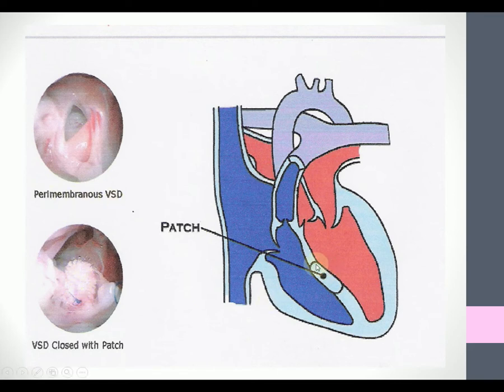So what do they use for patches? They have synthetic type skin things that they can put in there. They can also use some pork valves if they think that a valve would hold it. But most of the time they just use a little synthetic type of skin, or possibly some cadaver skin, something that will continue to grow with the baby.